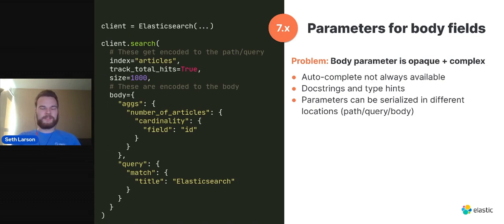So the first is body fields. In 7x, we really only had path and query parameters be top-level parameters for each API method. And then there was always a single body parameter that accepted the entire JSON body in it. And so the unfortunate part about that is that the body parameter contains a lot of the complexity of the API. And so we're not able to give all the niceties that you would get with a parameter, things like autocomplete, doc strings, type hints. You get all of those for free with parameters. We couldn't give you those.